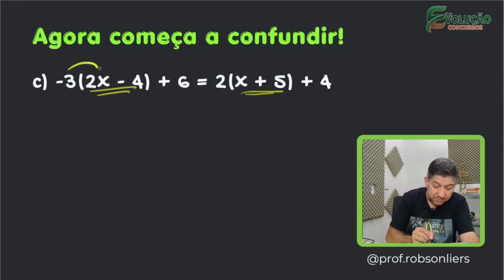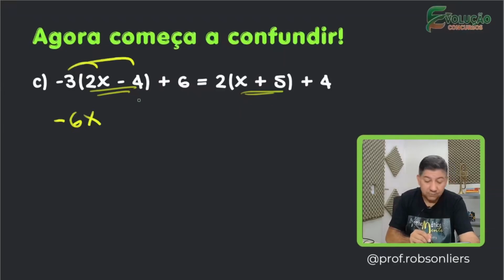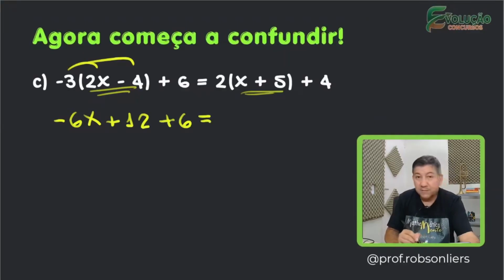Minus 3 multiplies 2x. Look, minus 3 times 2 is minus 6. So it will be minus 6x. Minus 3 will multiply minus 4, minus times minus is plus. 3 times 4 is 12. I'll repeat, plus 12 equals, and the same thing here. Look, 2 multiplies everyone inside the parentheses. Look, 2 times x is 2x. 2 times plus 5 is plus 10.